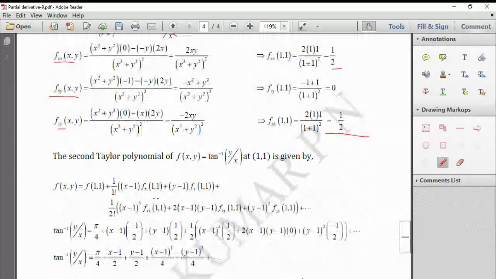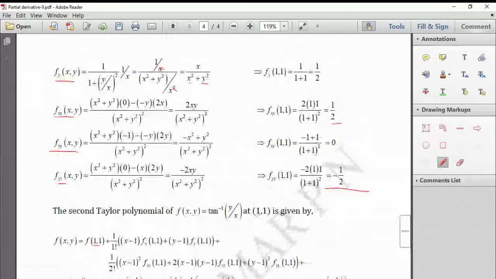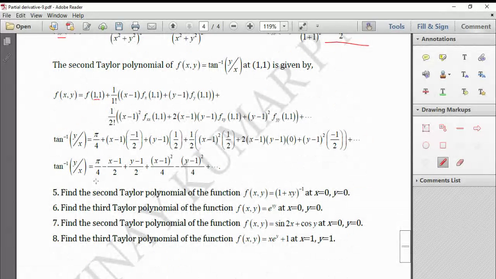Substitute that in the formula. Here your a is 1, b is 1. Substitute that in the formula. You'll get this. Now substitute all these answers and this one and simplify. You'll get this much. And see here, this is 0, so 0 into anything is 0. Now 1 by 2 into 1 by 2 is 1 by 4, so that's why you get 4 here. Then minus y minus 1 whole square. 1 by 2 into 1 by 2 is 1 by 4, so you'll get 4 here.